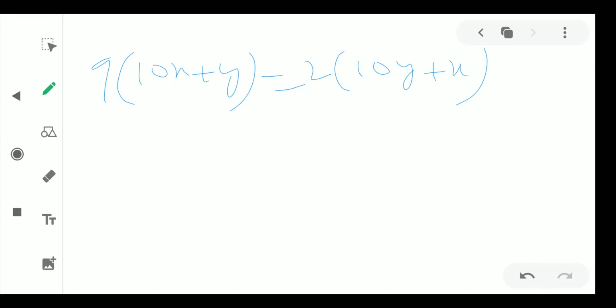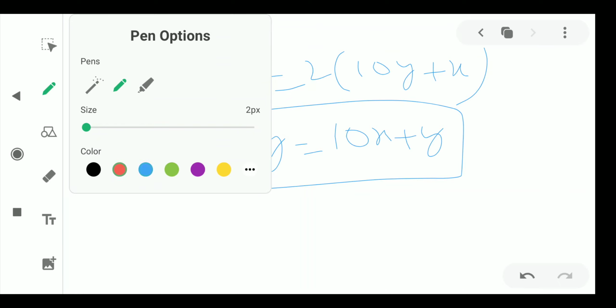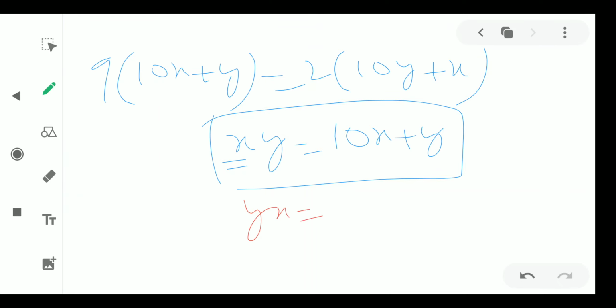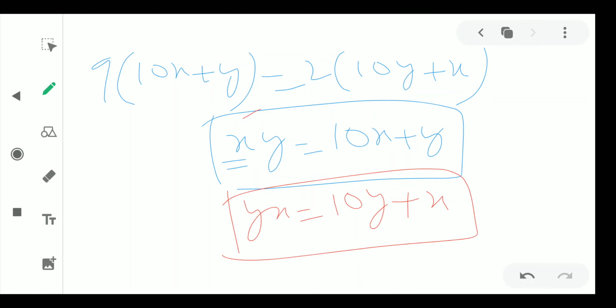We get two equations. x plus y is equal to 9 is one equation. 9xy means we can write 9 times 10x plus y. Very important here: why I have written xy as 10x plus y, because x is in the tens place. So this is equal to 2 times 10y plus x. I'll just show you. xy means x is in the tens place, so xy can be written as 10x plus y. And similarly, yx can be written as 10y plus x. Why? Because y is in the tens place.